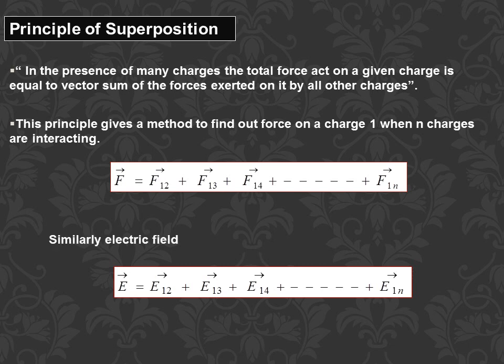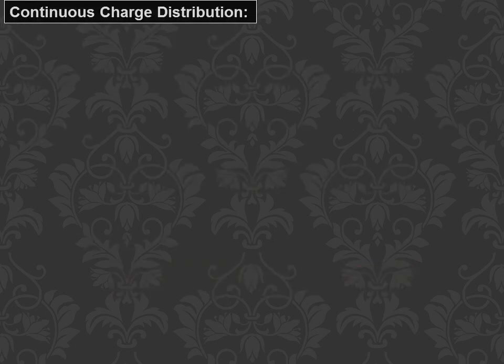It means if we are having more than two charges, then we'll find out the value of total force which is acting on a particular charge by all the other charges by the vector sum of all the individual forces acting on that particular charge. In a similar manner, the electric field we can find out, that we'll see later on in the next chapter.